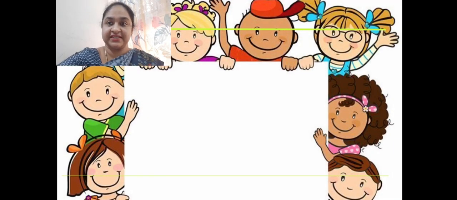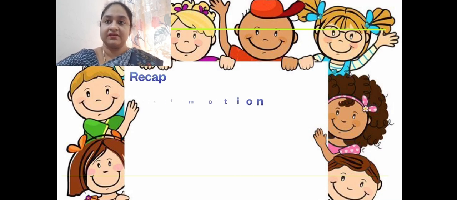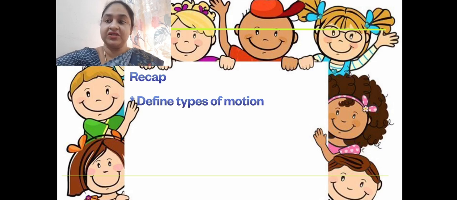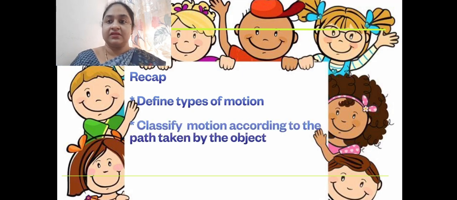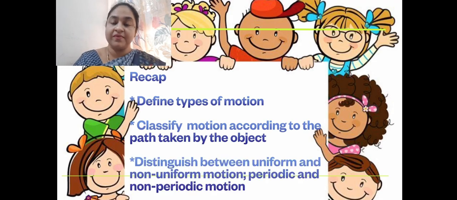Children, in today's class, we learnt about types of motion. We learned to define those types. Then we learnt about the path taken by an object. We classified things according to the path taken by the object. And then we learnt to distinguish between uniform and non-uniform motion and periodic and non-periodic motion.